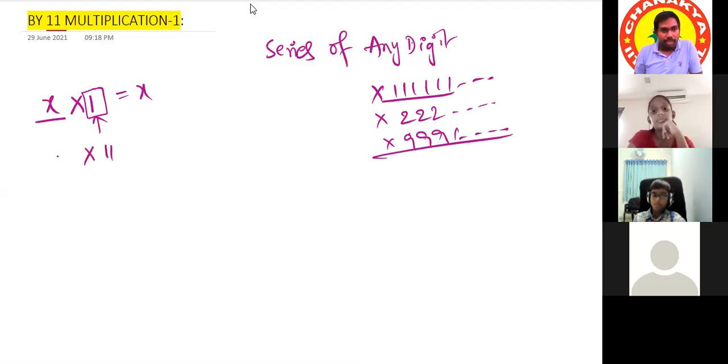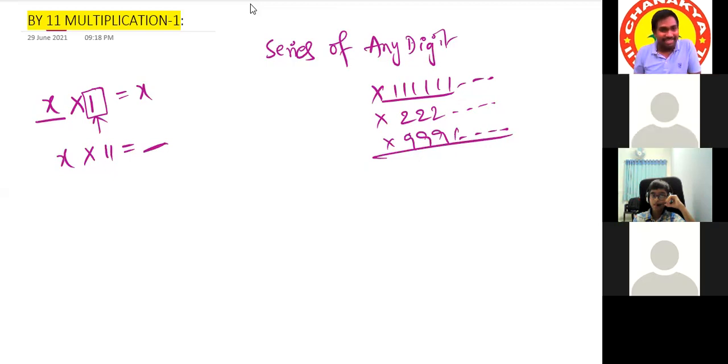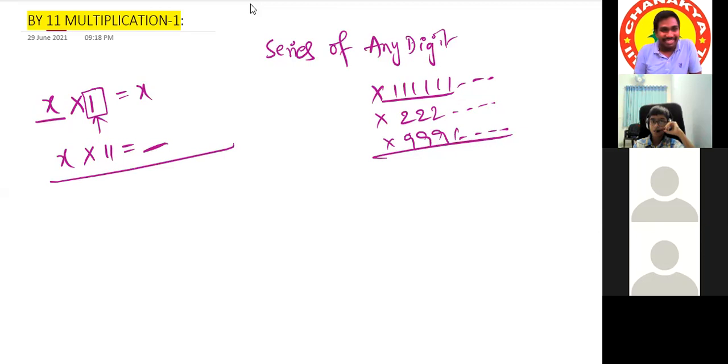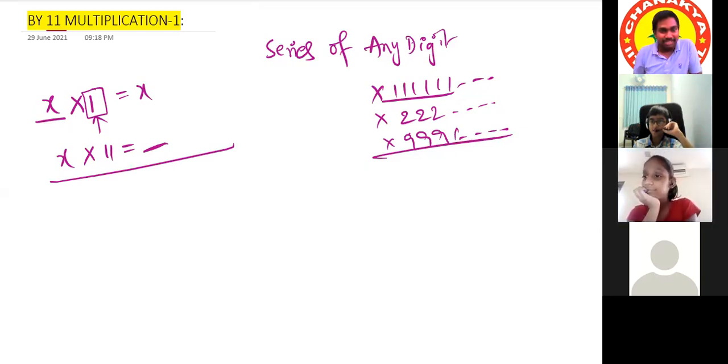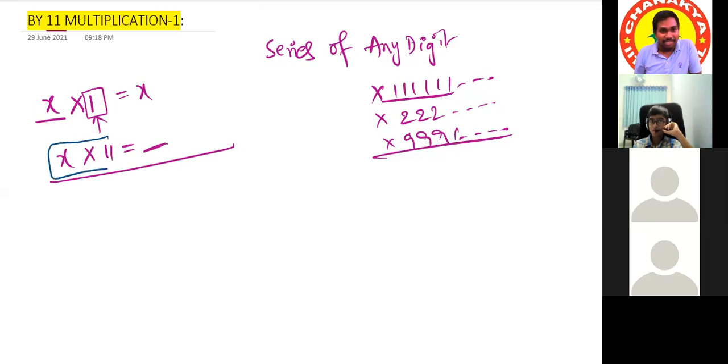Okay. So any number multiplication by 11. 2 ones is nothing but 11. 22 is the answer if x is 2. 11x is the answer for this question. Sir, what is the answer, sir? X. I have not asked any question. So this is our exercise today. That's what I mentioned. Any number multiplication by 11.